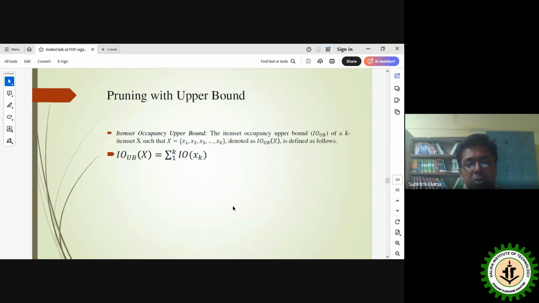To counter this problem, we have developed an upper bound called the IO upper bound. Based on this IO upper bound and support, item sets are pruned. Pruning means we are neglecting those item sets that do not meet the criteria. This is the mathematical procedure of how we developed this IO upper bound. It is formulated here. It is purely classical mathematics. Due to shortage of time, I shall not go through the development of this upper bound. However, we can use this formula for mining purposes.